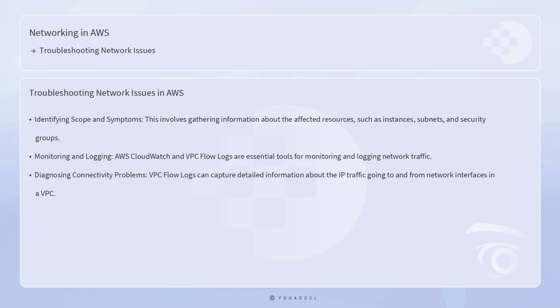One of the primary steps in troubleshooting network issues in AWS is identifying the scope and symptoms of the problem. This involves gathering information about the affected resources, such as instances, subnets, and security groups. AWS CloudWatch and VPC Flow Logs are essential tools for monitoring and logging network traffic, enabling administrators to detect anomalies and pinpoint the sources of issues. For instance, VPC Flow Logs can capture detailed information about the IP traffic going to and from network interfaces in a VPC, which is crucial for diagnosing connectivity problems.